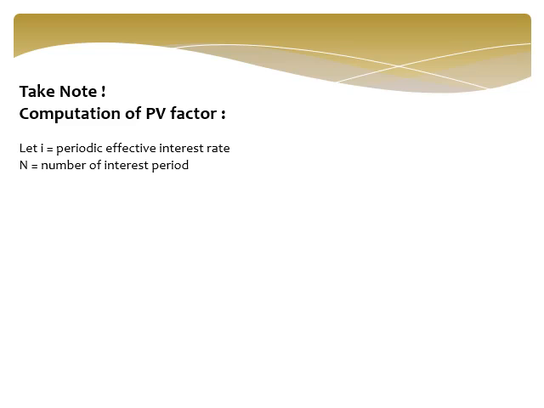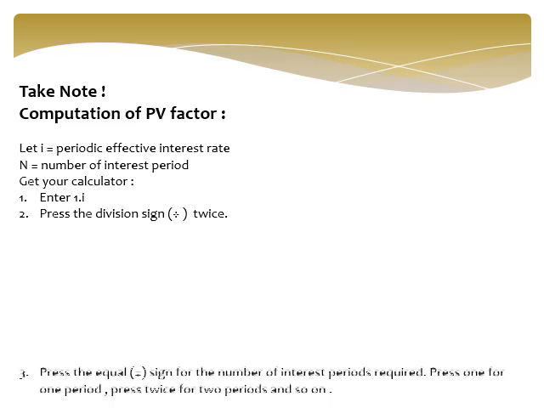So, let I be the periodic effective interest and let N be the number of interest period. So, get your calculator. Enter 1 point effective interest rate. So, if 10%, 1.10. Then, number 2, press the division sign twice. Sa ibang calculator, hindi na to kailangan. Pero sa ibang basic calculator, kailangan to. Press the division sign twice. Sa ibang basic calculator din, once lang.